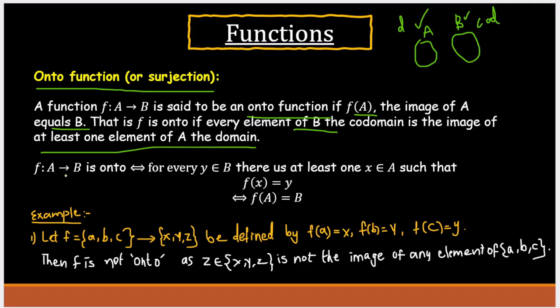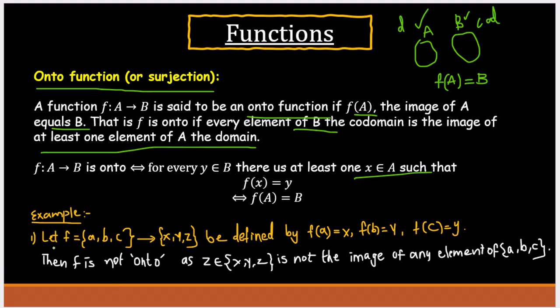Here f: A tends to B is onto for every y belongs to B, there is at least one x belongs to A such that f of x is equal to y. That is, f of A is equal to B, which means there must be no element left in the set B. Every element from B should be mapped with an element of A.